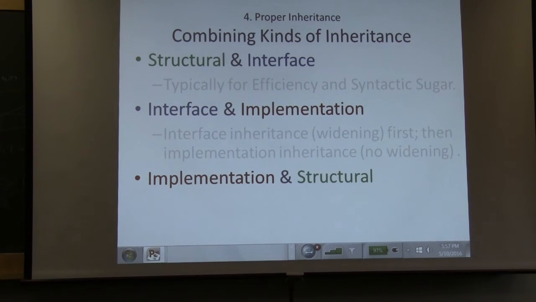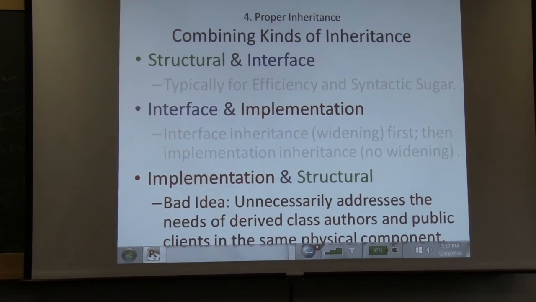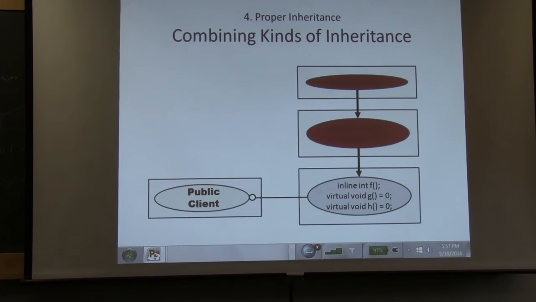And this is a case where I feel we've gone south. When you try to combine these two, you're trying to address the needs of both the client and the derived class author at the same time in the same physical unit, and that usually isn't a good idea. So, let's go to this. Here we have a reasonable thing. We have an abstract interface, but it also has an inline function.